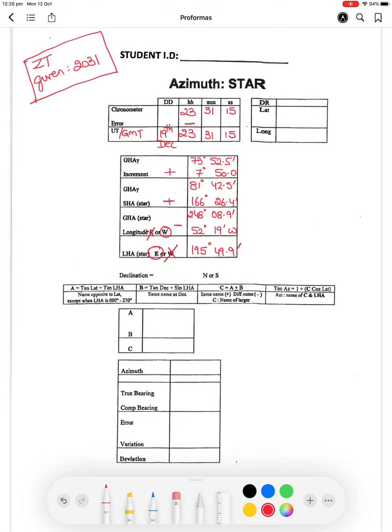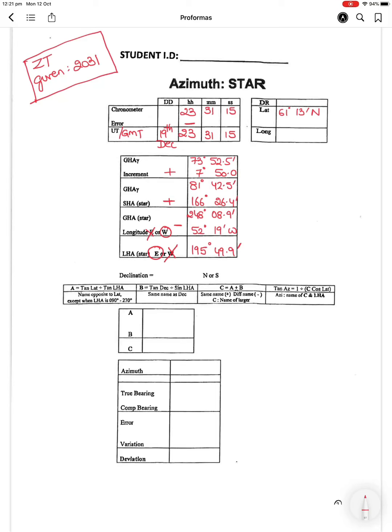Then once you have got your LHA, you can start filling the rest. Here you can also write down the latitude. The latitude given to you is 61 degrees 13 north, and longitude 052 degrees 90 minutes west. Alright, let's get started with the rest. Now the declination. The declination was 55 degrees 55.7 minutes north, which we got from the almanac. Fantastic, we have written the declination as well.